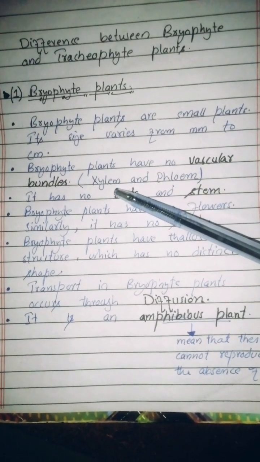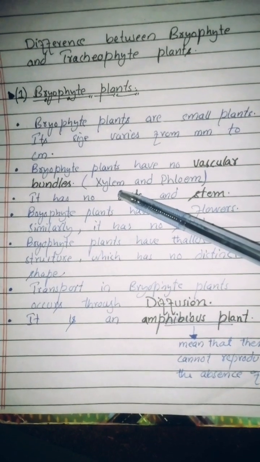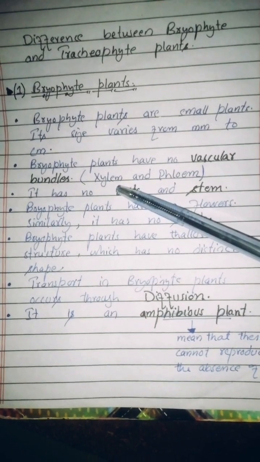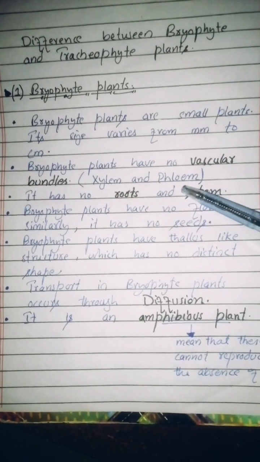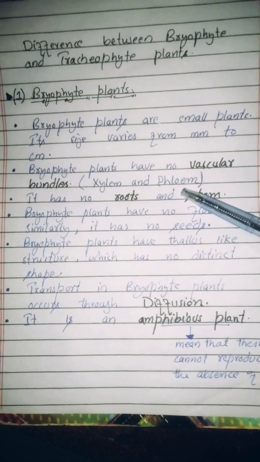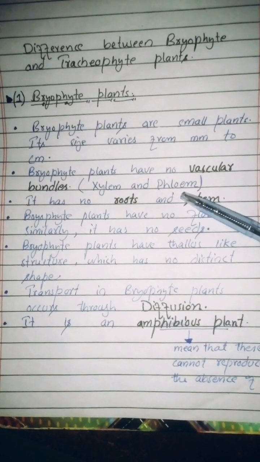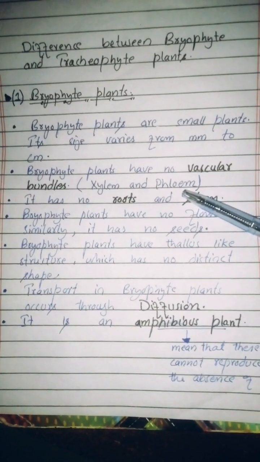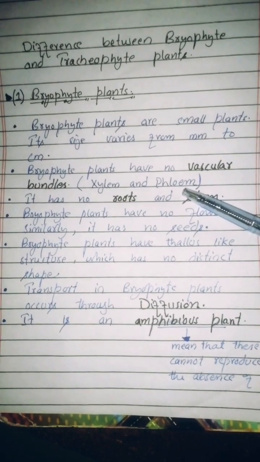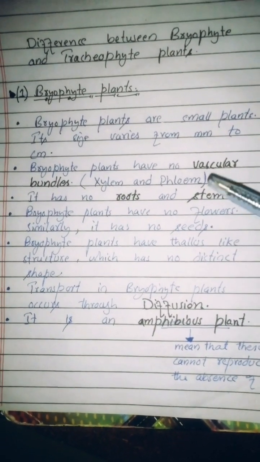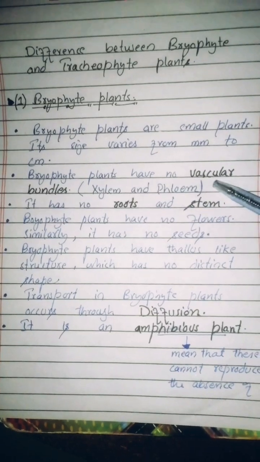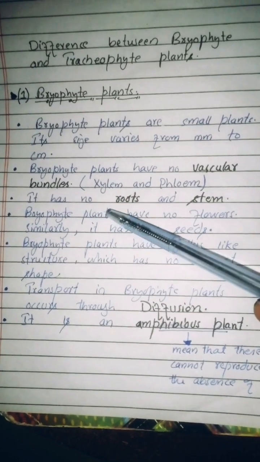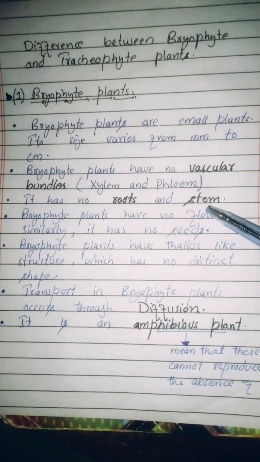Now, xylem in a plant is used for water transportation from the roots towards the leaves. However, phloem is a tube inside the plant stem which is used for the transportation of glucose or starch from the leaves towards the roots. So bryophyte plants have no vascular bundles, and they have no true roots and stems.